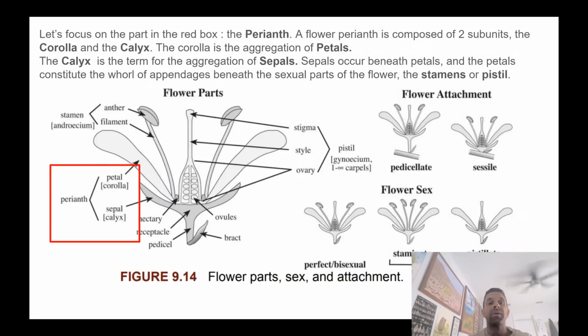Let's focus on the part in the red box, the perianth. I already said this, but a flower perianth is composed of 2 subunits, the corolla and the calyx. The corolla is the aggregation of petals. The calyx is the term for the aggregation of sepals. Why would you have to know this?